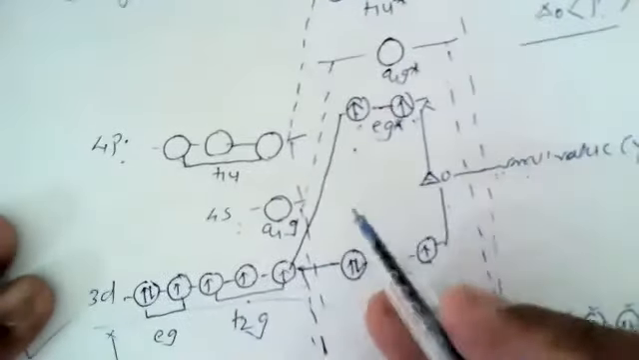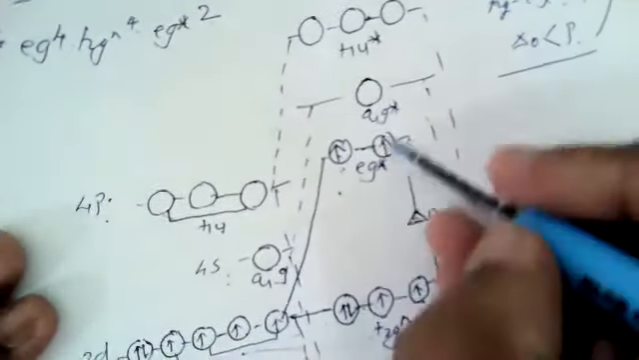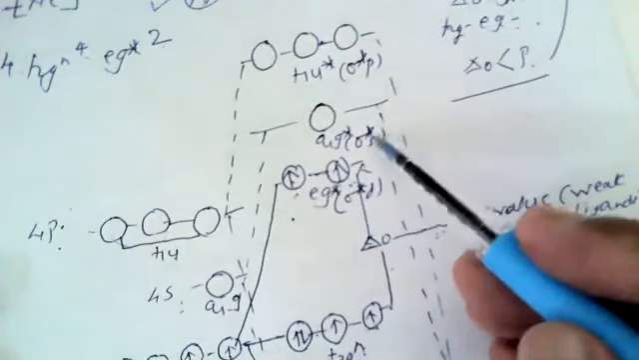Then in a similar fashion, except for the non-bonding molecular orbitals, these are labeled as sigma star d, sigma star s, and sigma star p.